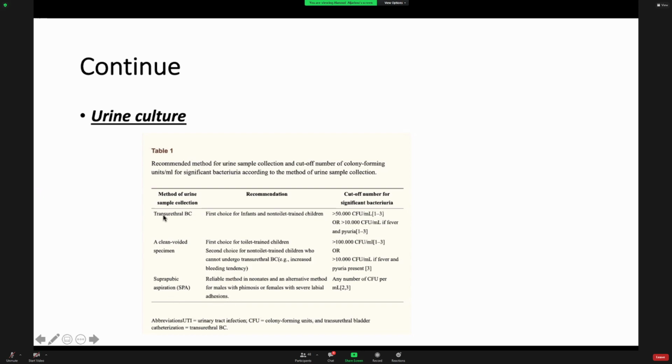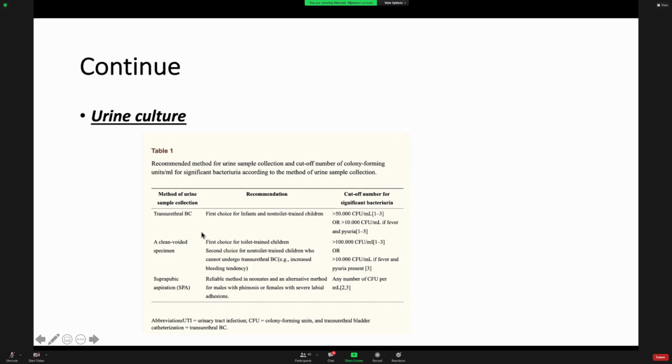The second best way is the transurethral catheter. This is the best choice in infants and non-toilet trained children. What is the significant growth? If it is more than 50,000, we say it has significant growth. If the patient is symptomatic, we diagnose UTI. If it is only growth and the patient is asymptomatic, we call it asymptomatic bacteriuria, and we will not treat unless we have a certain condition. But if the patient is symptomatic, we can go with a lower colony forming unit. We can go with 10,000.